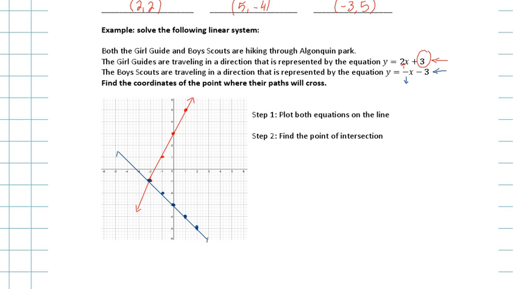Do you see your point of intersection? Where's your point of intersection? -2 and -1. -2, -1. Do we all agree? Yep. Easy? Good.